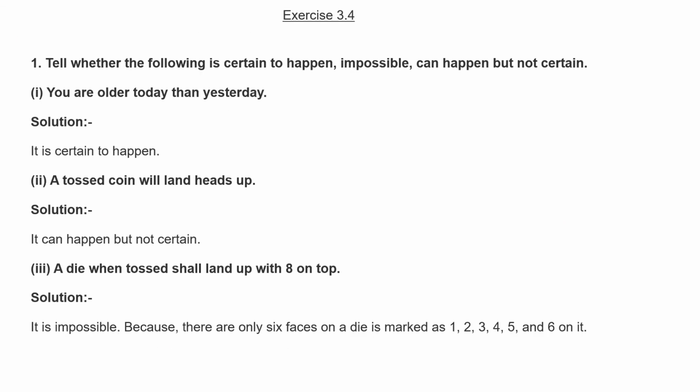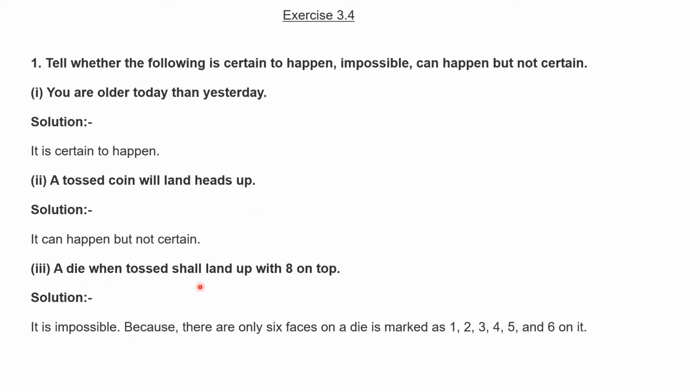Let us see the exercise 3.4 based on this concept. It is a very small exercise. Tell whether the following is certain to happen, impossible, or can happen but not certain. First one: you are older today than yesterday. Yes, it is certain to happen. A tossed coin will land heads up. It can happen but not certain. It may land tail up also. We don't know. That's why it can happen but not certain.